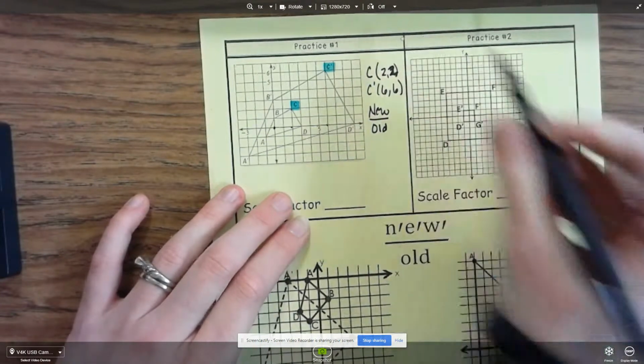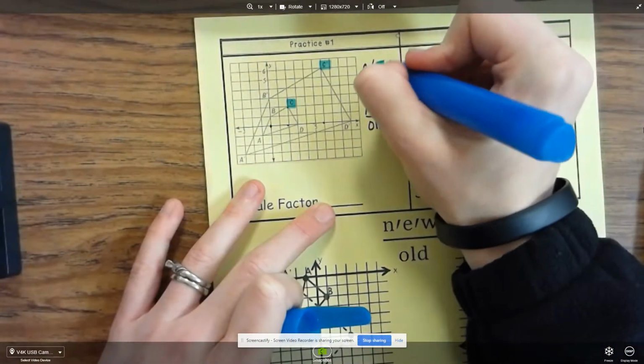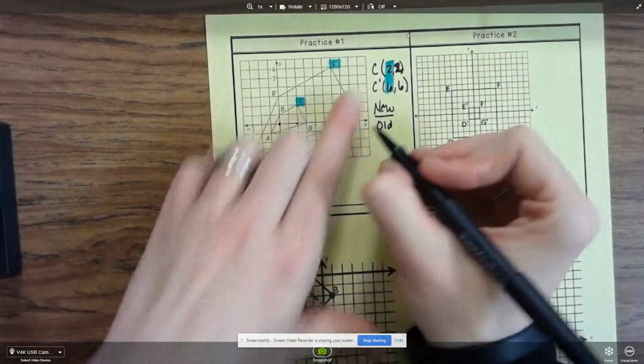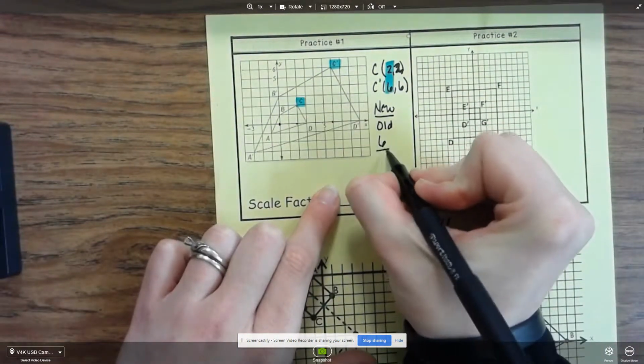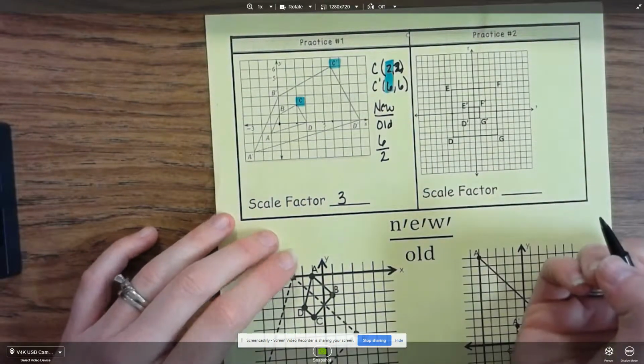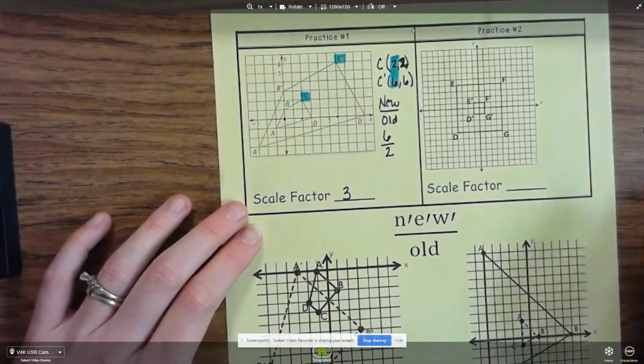And all you have to do is take one of the values. So I always go with X. And so I'm going to take the new X, which is 6, and I'm going to divide it by 2. And my scale factor is 3. Now you should be able to do this with any point and get the same exact scale factor.